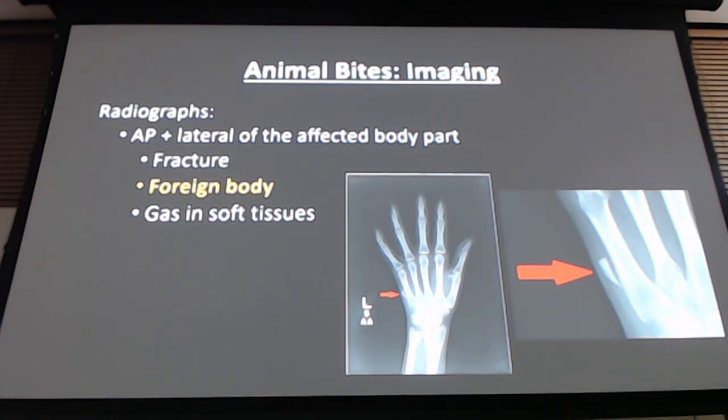Okay. Imaging. All right. Foreign bodies. Okay. Breaks in the soft tissue indicate gas in the soft tissues. Does everybody see that blown up picture of the tooth? Yes. That's a real case, right?